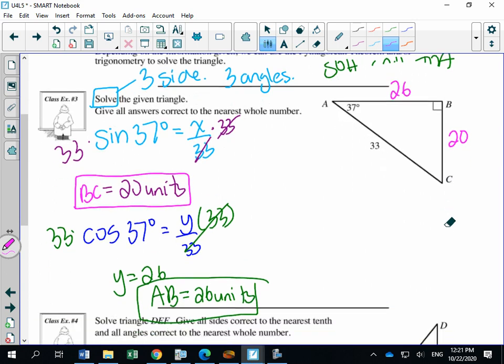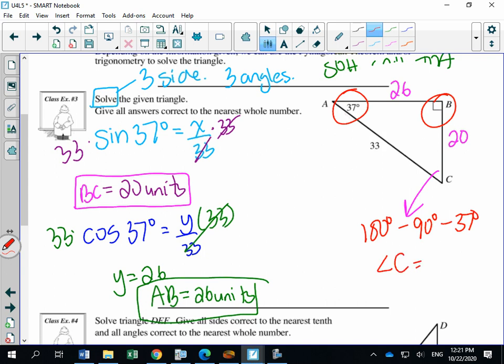Do you guys know how you would solve angle C? That's exactly what I would do. 180 degrees minus this guy, which is 90, minus this guy, which is 37. Angle C is equal to, if you type in 180 minus 90, that gives you 90. 90 minus 37, are you getting 53? Double check for me. Okay. And then I've solved everything. All three sides are known, all three angles. You move on to the next question.